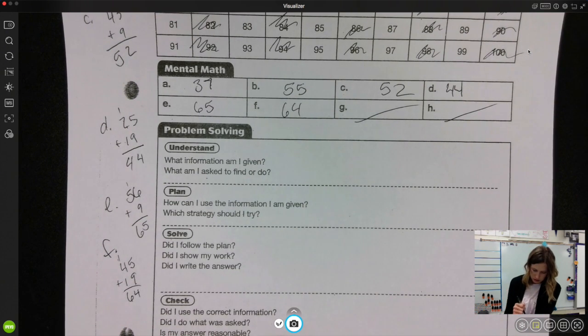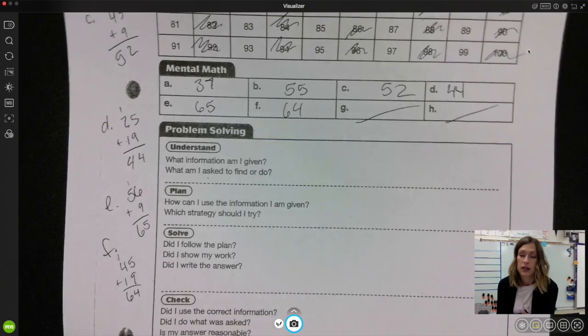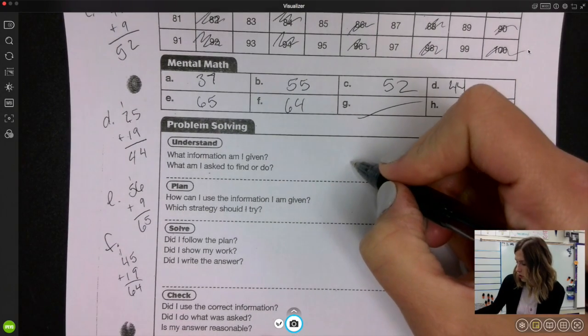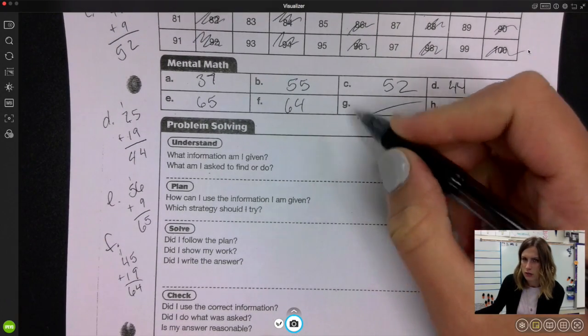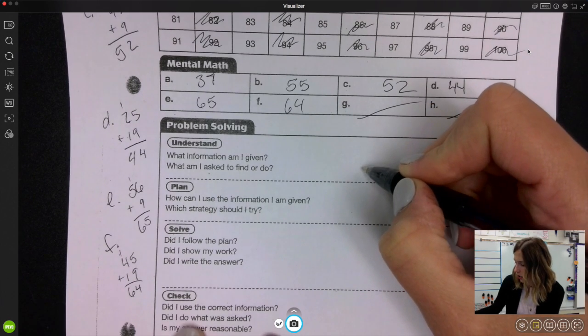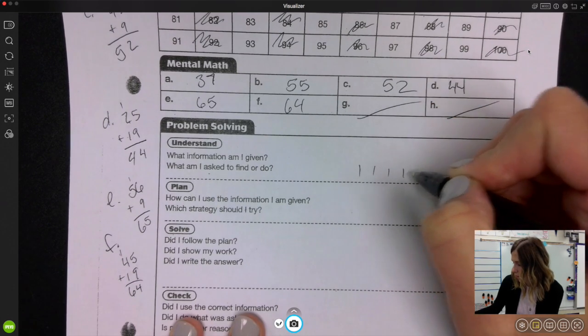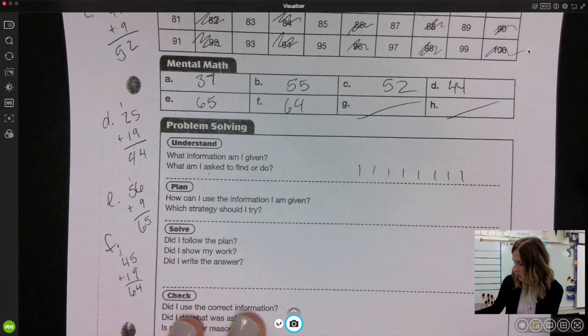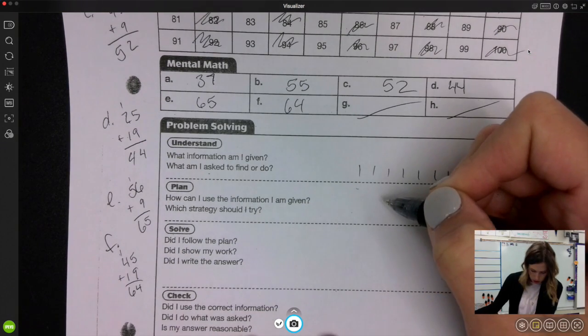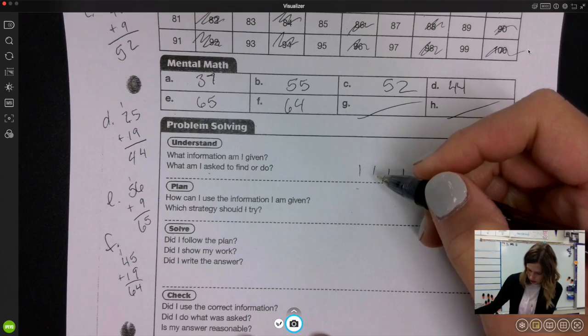So, 3 rows. Each row has 8 in it. Let's go ahead and just draw a picture. So 3 rows, 8 in each. I'm just going to use little lines for my carrots. So 8 in the first row. Count with me. 1, 2, 3, 4, 5, 6, 7, 8. 8 in the second row.